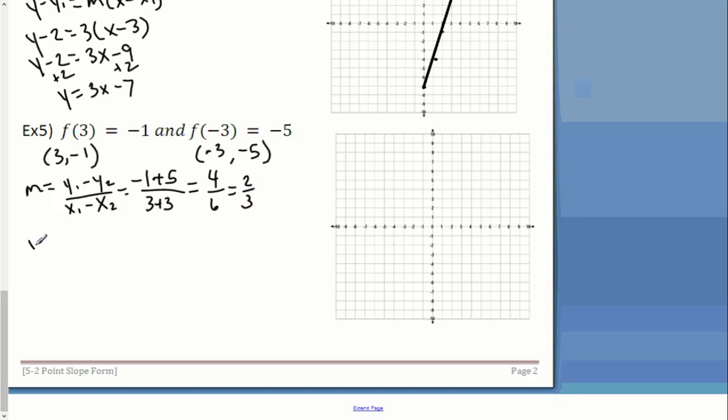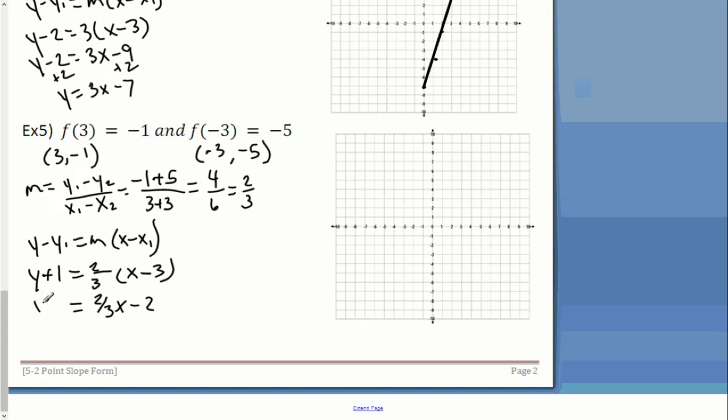Okay, put that into my point slope formula. Y minus y1 is equal to m times x minus x1. We get y minus a negative 1, which is plus 1, because I'm going to use this point right here. Plus 1 is equal to the slope, 2/3, of x minus 3. 2/3 of x. 2/3 of negative 3 is negative 2. Subtract 1 from both sides, or add a negative 1 to both sides, and I get y equals 2/3 x. Negative 2 plus a negative 1 is a negative 3. And there's my equation. Quickly graph it.